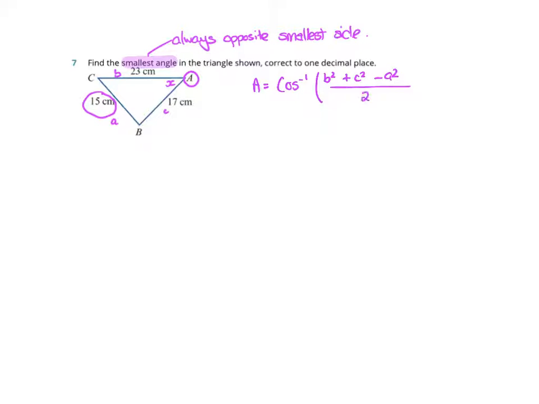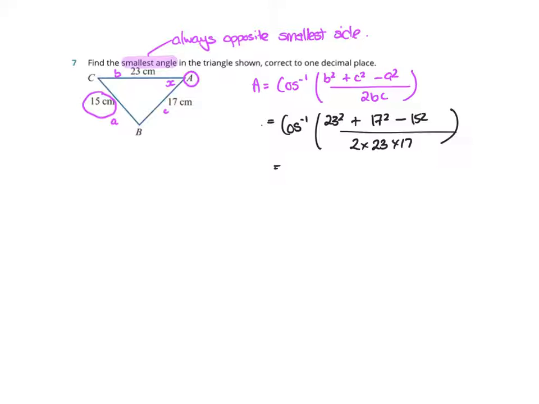So I've looked up the formula and this is it. If I plug in all the data for that, it will be b squared, which I've got as 23 squared, plus 17 squared, minus a, which is 15 squared, over 2 times 23 times 17. And then you can type that into your calculator. It's set to one decimal place, so I got 40.7 degrees.